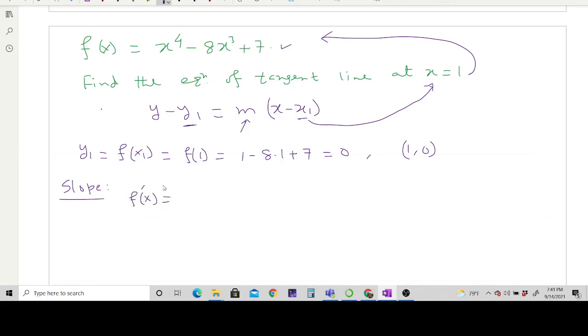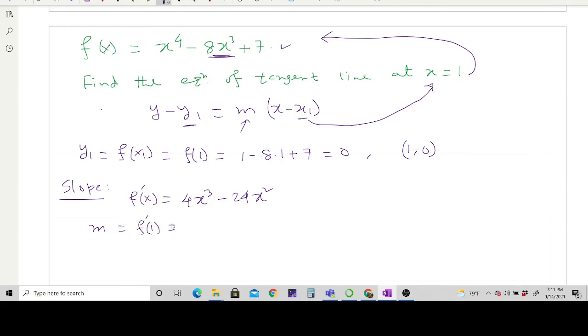So the derivative of f of x, which is f prime of x, which is equals to, so x to the 4, which is 4x cube. Now you can directly apply the power rule instead of the limit definition. So 4x cube minus the derivative of 8x cube, you bring 3 down here, so 3 times 8, which is 24, and the derivative of x cube, which is 3x square, so this is x square, and the derivative of 7, which is 0, so now to get the slope, you simply plug x equals to 1 here.